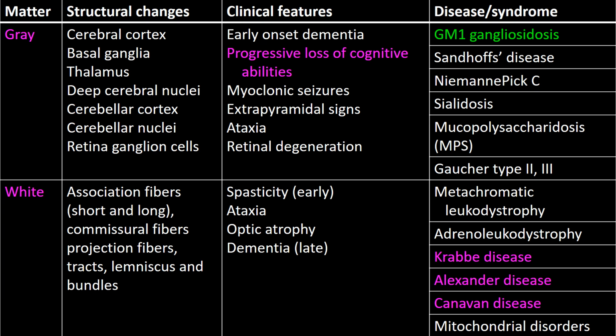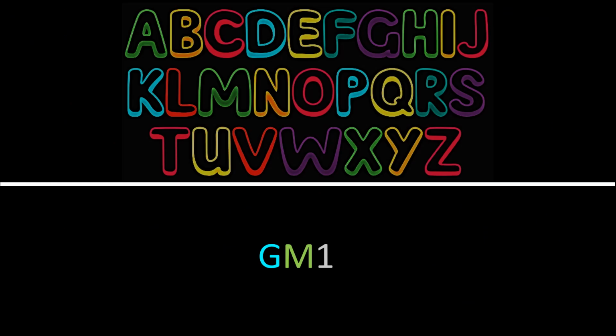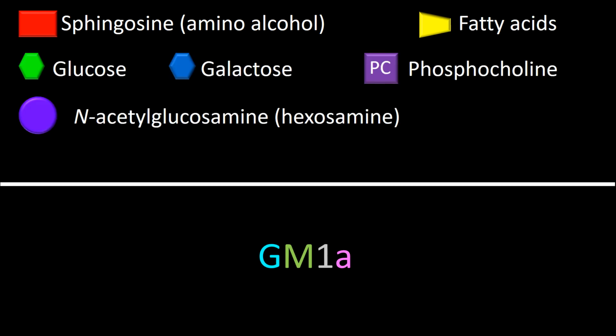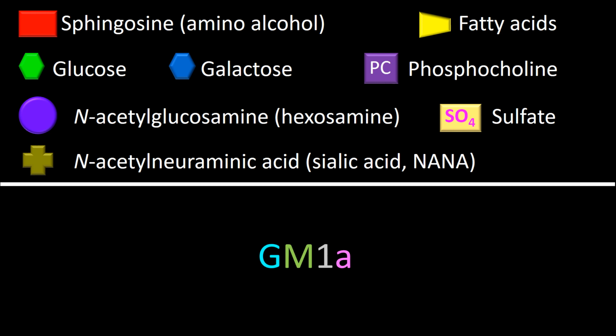Although in this question the vignette is similar to the one before, here the possible choices are different. The question is which enzyme is affected. So let's start with the alphabet. I have added an A to the end, which was omitted from the name of this condition, but is part of the name of the compound accumulated in this condition. So let's start. To understand this term, we need to know the characters involved. These characters are sphingosine, fatty acids, glucose, galactose, phosphocholine, and acetylglucosamine or hexosamine, and sulfate, and at least one sialic acid or NANA.